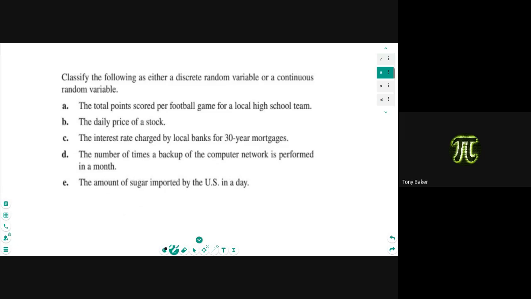What to classify as a discrete random variable or a continuous random variable? The total points scored in a football game. Discrete or continuous? Are points discrete or continuous? There's a lot of you in this classroom, and I know these are pretty simple to do. So somebody else speak up. Discrete. Why? Right. You can't get half a point.